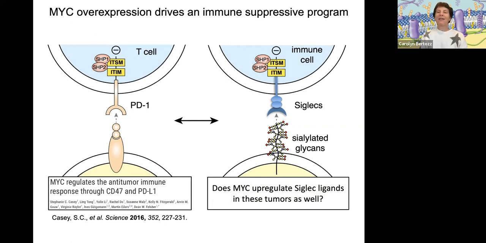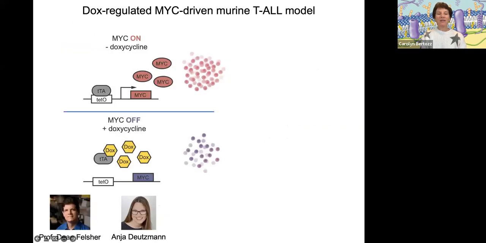So we wanted to study this, and toward that end, we joined forces with Dean and with a postdoc in his lab named Anya Deutzman. And Anya was working with isogenic cell lines that Dean's lab had engineered to express MYC under the control of the tetracycline repressor. So these were cell lines in which one could add doxycycline to the cell culture media to shut down the expression of MYC, or withdraw doxycycline from the cell culture media to induce the expression of MYC.